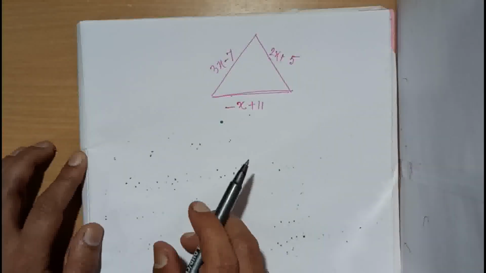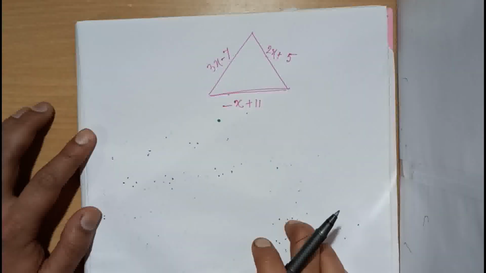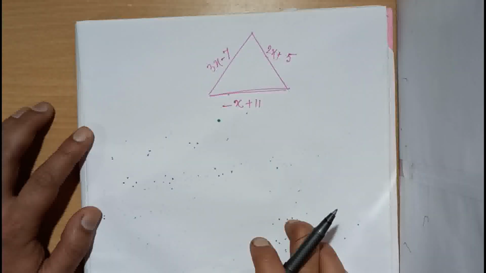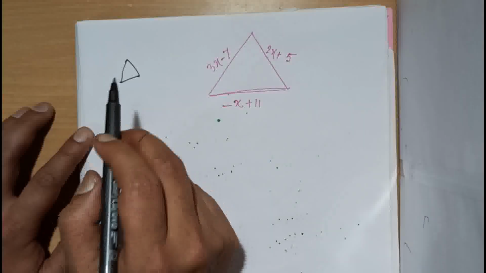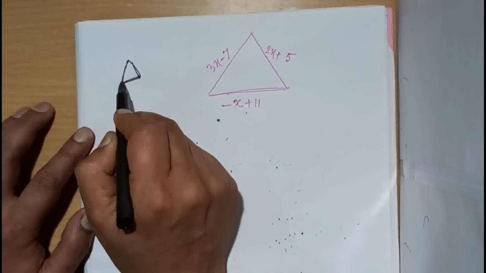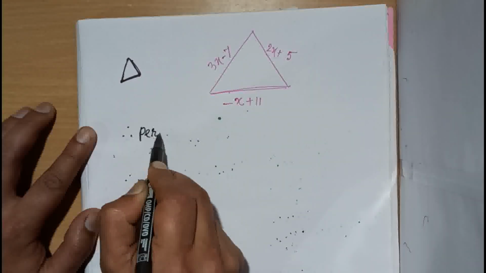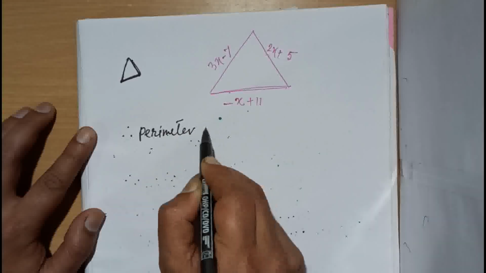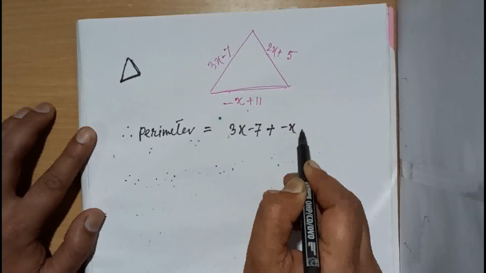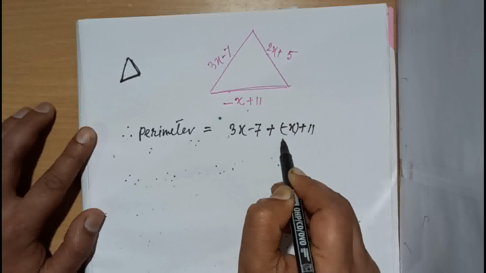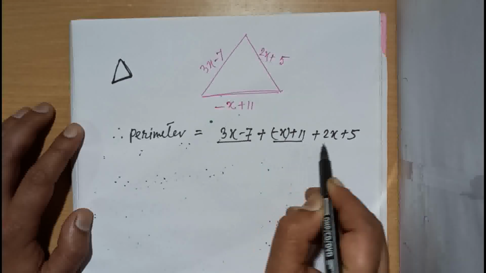Now I think you all know how to find the perimeter. Perimeter is the sum of the sides of a polygon. That means the perimeter of this triangle is the sum of its sides: this side plus this side plus this side will give you the perimeter. So here the perimeter will be the first side, that is 3x minus 7, plus the second side, plus the third side.